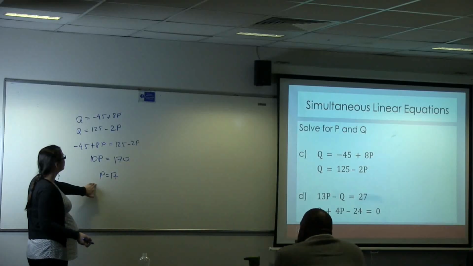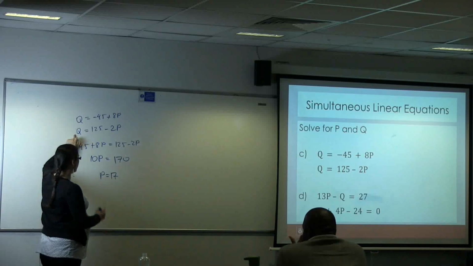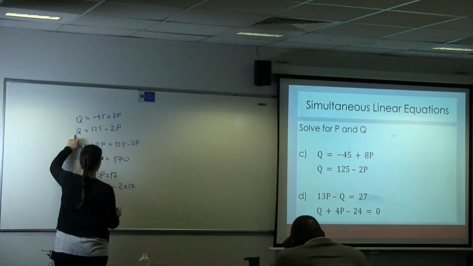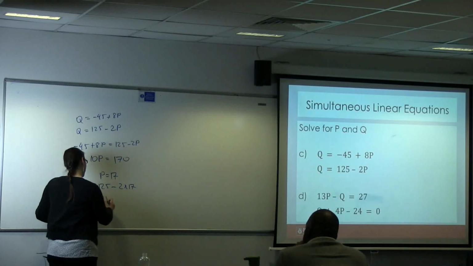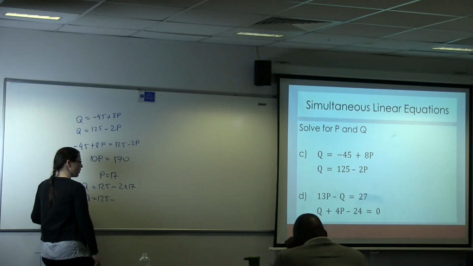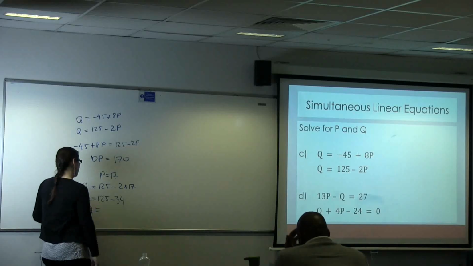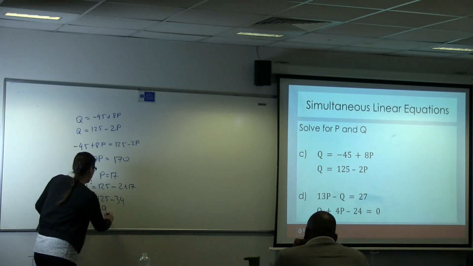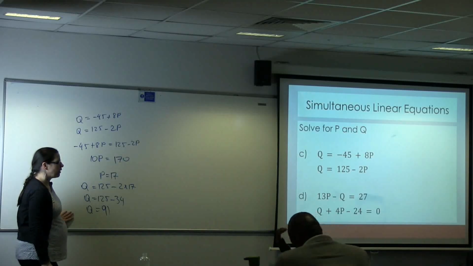I've got p now, so I just need to come back to one of the original ones. Makes no difference which one. I'm going to pick the bottom one. And just substitute the value of 17 back into the place of p. 2 times 17 is 34. And 125 minus 34 will give me the Q being, pardon? 91. And that is the equilibrium price and quantity. Basically, when the supplier is happy to sell and the buyer is happy to buy.